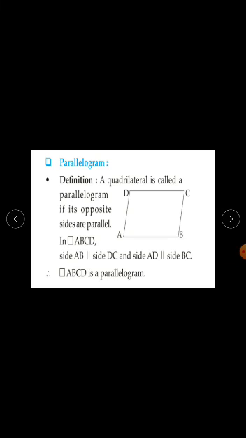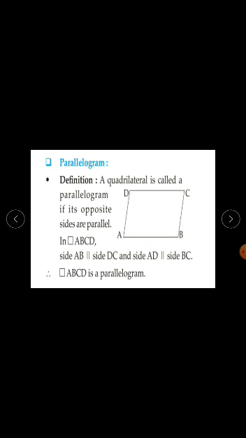So what is a parallelogram? A quadrilateral is called a parallelogram if its opposite sides are parallel. In quadrilateral ABCD, this symbol is for quadrilateral. ABCD is your quadrilateral. Here side AB is parallel to side DC and side AD is parallel to side BC. Therefore, quadrilateral ABCD is a parallelogram.